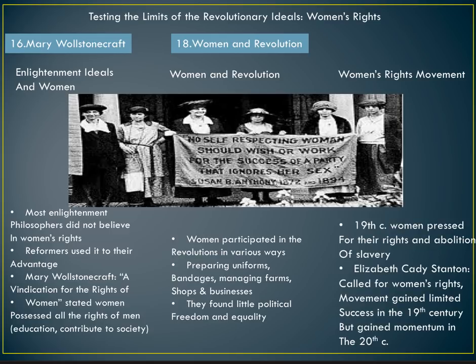So the women's rights movement: by the 19th century, women pressed for their rights and the abolition of slavery, really pushing this idea of wanting to be equal to men. Elizabeth Cady Stanton called for women's rights. The movement gained limited success in the 19th century, but gained momentum in the 20th century with, obviously, the 19th Amendment in the United States, when women got the right to vote. But it took a really long time for women to reach that point, even though they had felt that way for about 100 years.